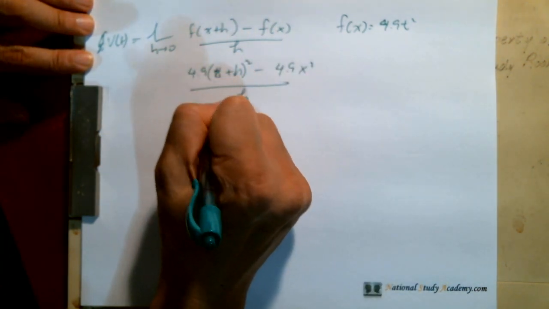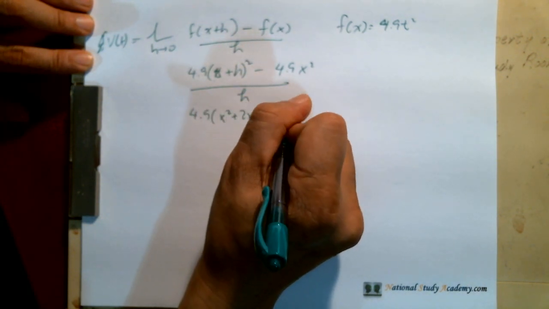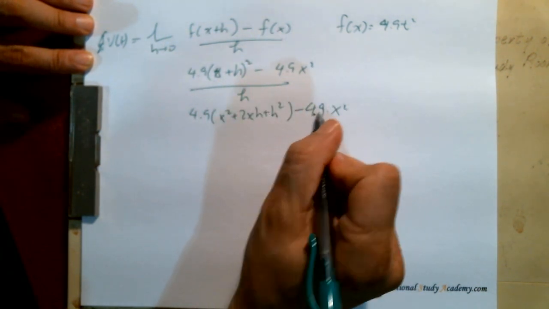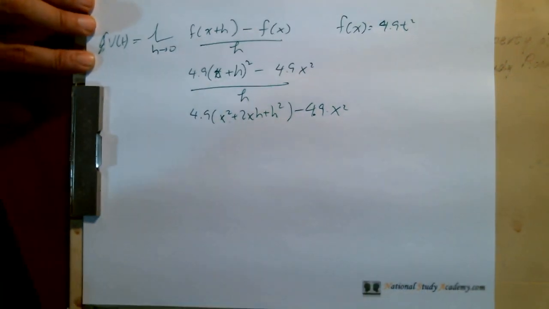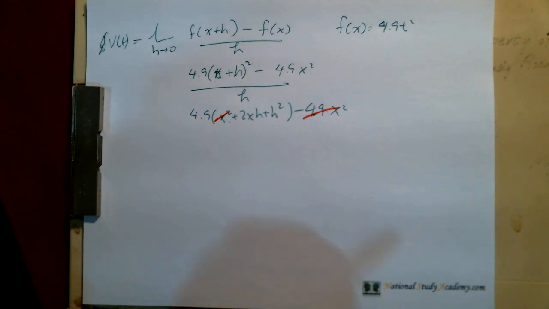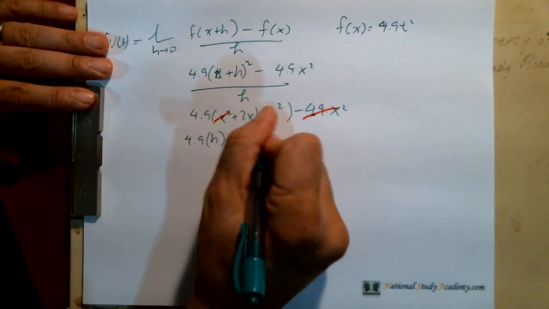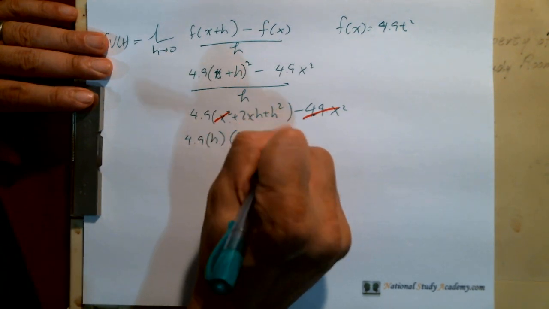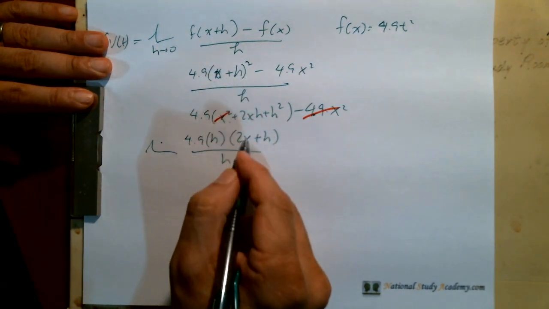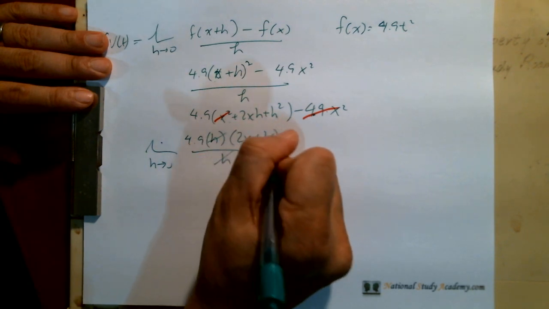Distributing this out, 4.9 times (x squared plus 2xh plus h squared) minus 4.9 times x squared. You notice that 4.9 x squared and 4.9 x squared will cancel. So you get 4.9, and I'm going to factor out an h again here. I get (2x plus h) all over h. It's a little bit of algebra involved, so make sure you can do the algebra on these, okay? Now these cancel. This one turns to 0.